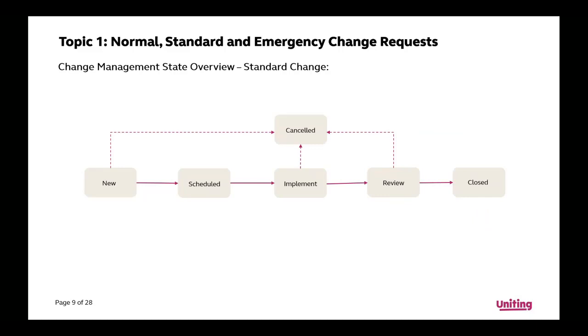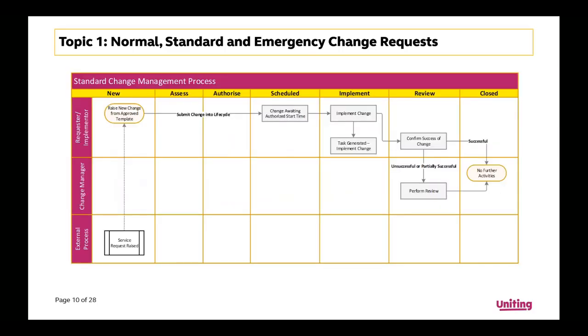So the state overview for standard change, we will see the definitions of each a little later in the normal change request slide. It has a new state, it has a scheduled state. We can implement a standard change. From implement, we can cancel. We will see this when we are doing the practical exercises. A review can be done, and then it can be closed. As I said, we'll see the definition a bit later.